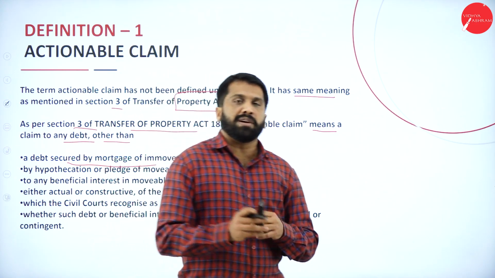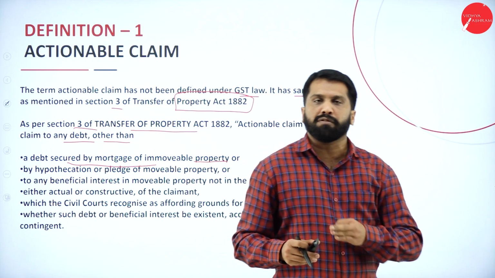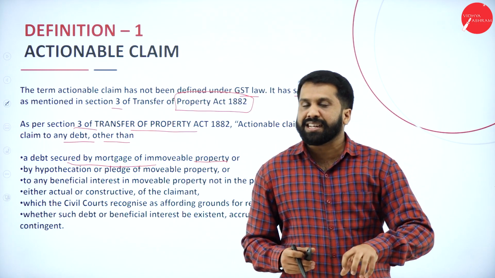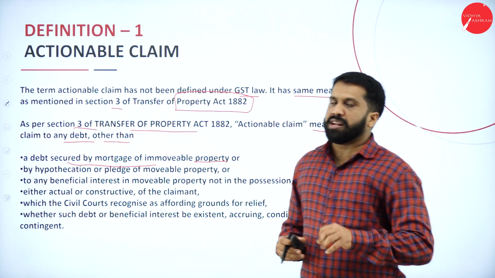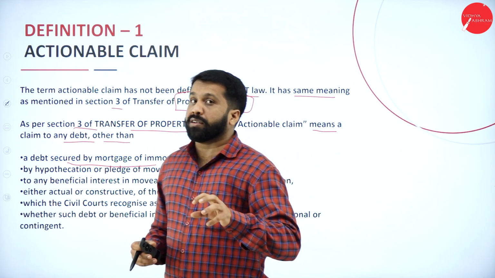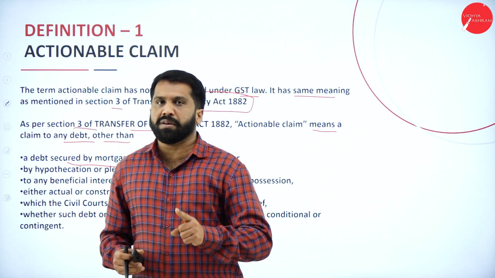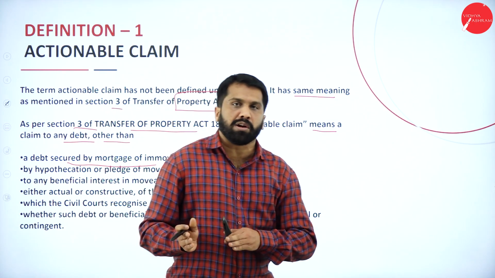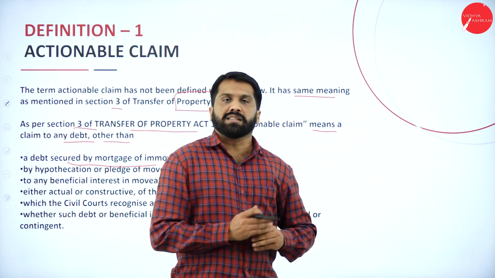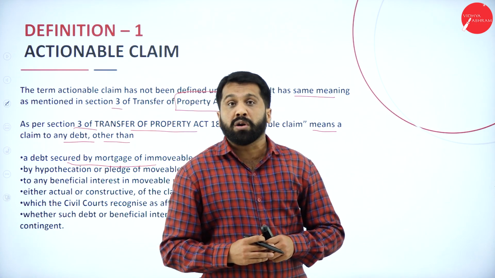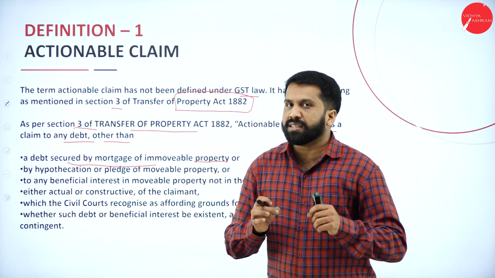Machinery cannot be moved from one place to another; it is attached to the land. If you have taken a 5 lakh loan on it, that is a mortgage on machinery, a mortgage on immovable property. Remember, immovable property means you cannot move it from one place to another. These are not called actionable claims.